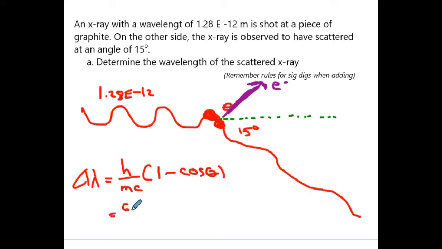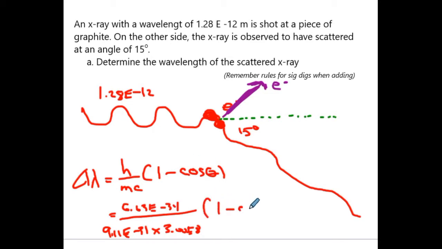So it will be 6.63 times 10 to the minus 34, divided by the mass of an electron, 911 times 10 to the minus 31. You might say, why the mass of an electron? Because the electron is the scattered momentum. The electron's the other particle that's moving. We need to know the speed of light, which is 3.00 times 10 to the 8, which is the speed that the photon would be traveling. And then finally, 1 minus cosine of 15 degrees.